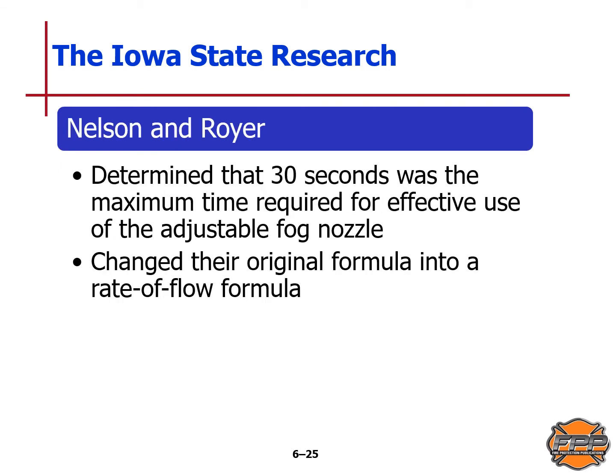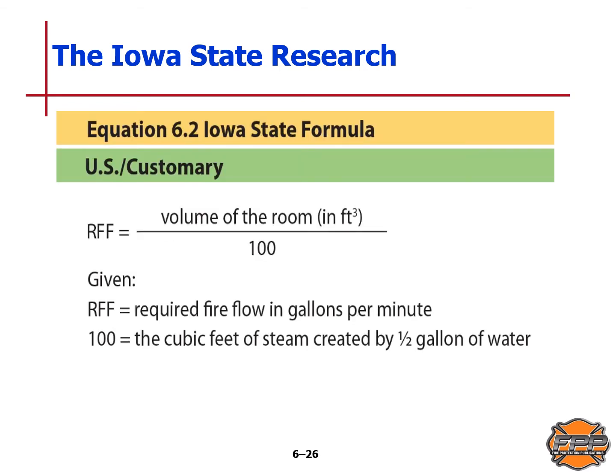Nelson and Royer also determined that 30 seconds was the maximum time required for effective use of the adjustable fog nozzle. They changed their original formula into a rate of flow formula, RFF. So here's the equation in U.S. customary or imperial number system. The RFF equals the volume of the room in cubic feet divided by 100. Given that the RFF is the required fire flow in gallons per minute, and 100 is the cubic feet of steam created by 1/2 gallon of water.